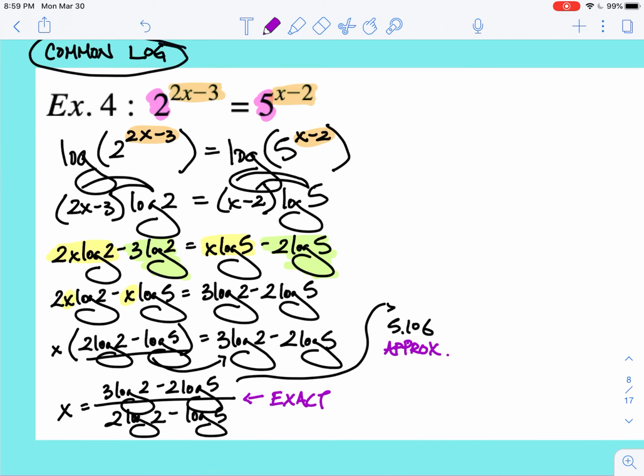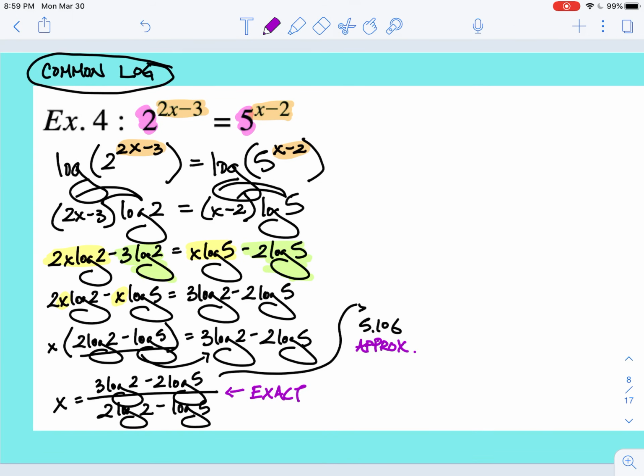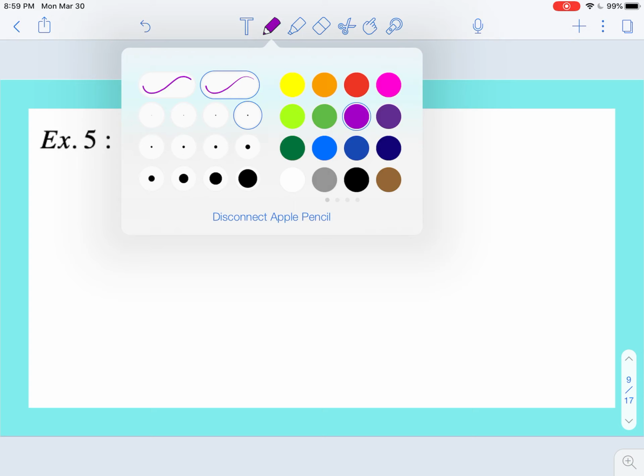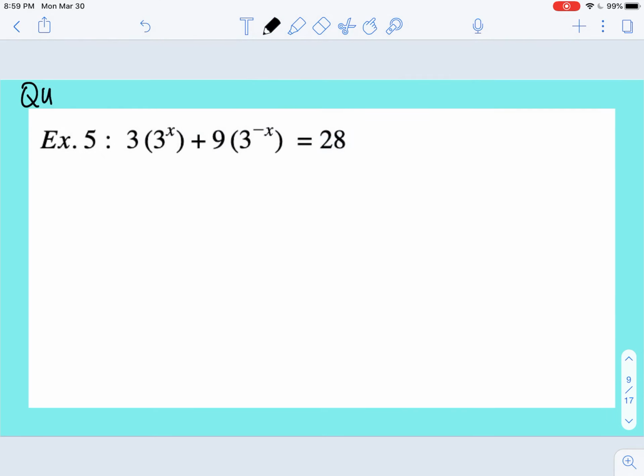All right, so let's go ahead and move on to our last 2 examples of solving exponential equations. These 2 actually involve our knowledge of quadratic equations. Okay, so knowing how to factor, knowing how to use the quadratic formula are definitely really important, even when we talk about other kinds of functions.